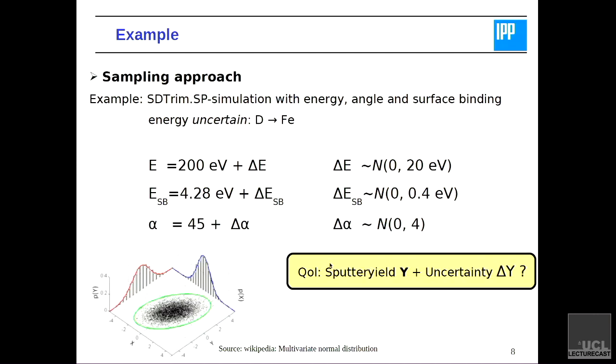And what we're interested in is the sputter yield of the quantities coming out, and also a measure of the uncertainty in that quantity. So effectively we have a distribution function of inputs, and what we're interested in then is what is the distribution function of the output.